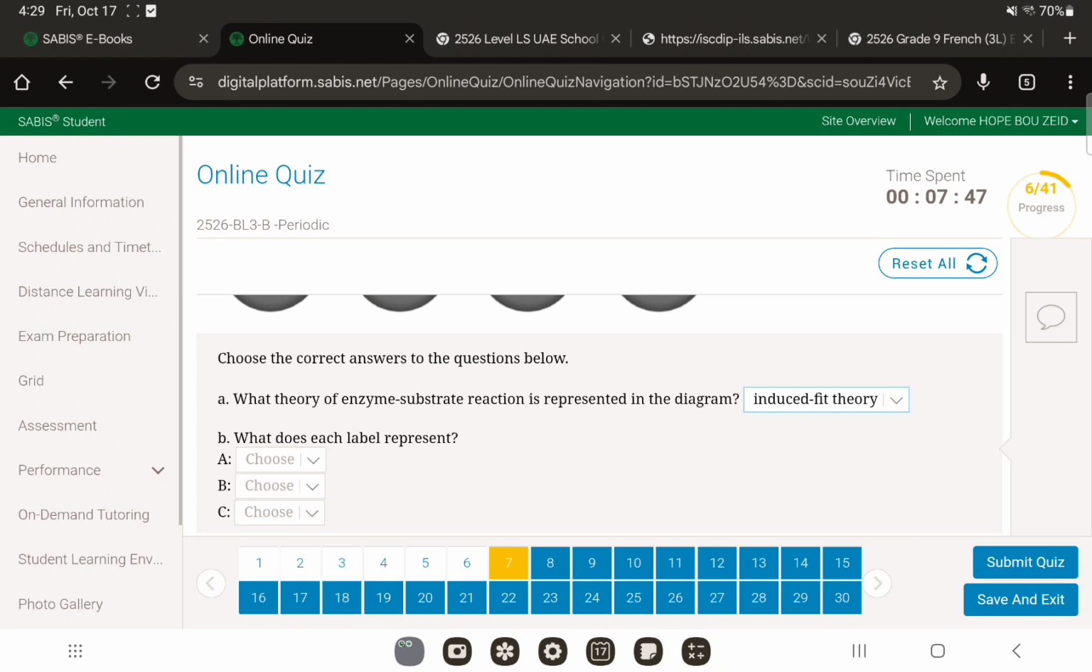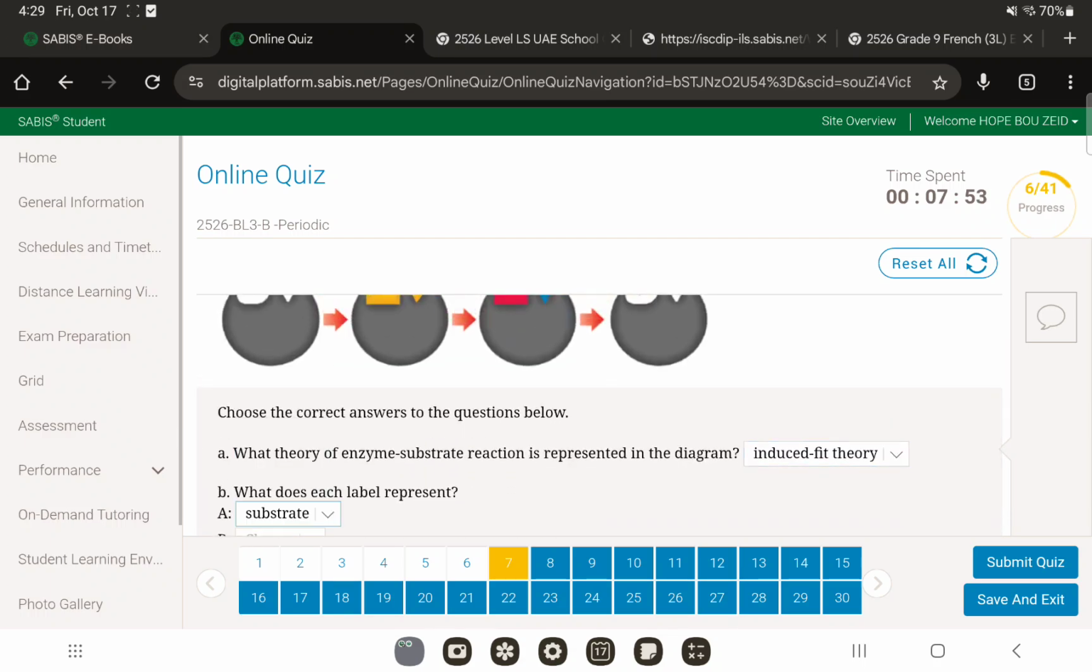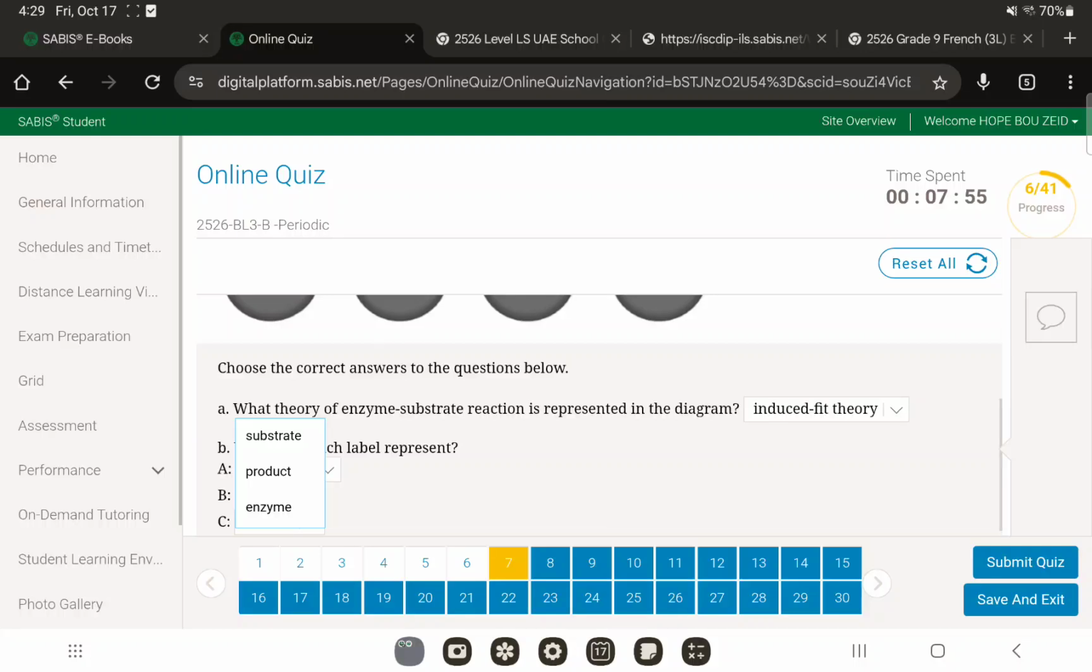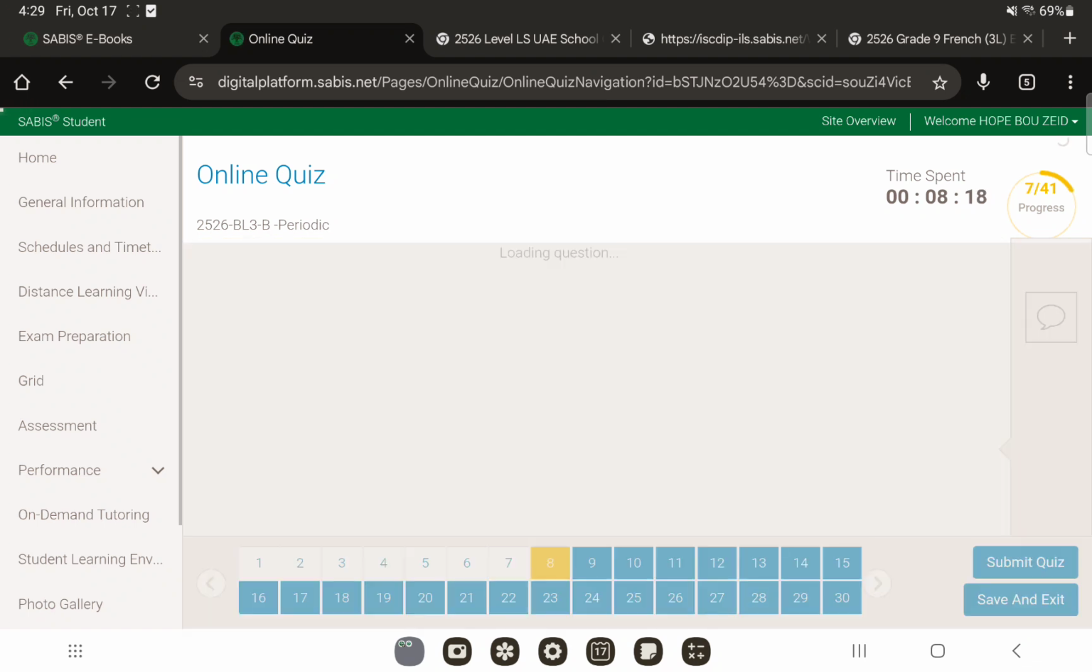What does each label represent? Here, label A represents the substrate, label B represents the enzyme, and label C represents the product. The substrate is what the enzyme reacts with, the enzyme is the enzyme, and the product is what the substrate turns into or produces at the end of the chemical reaction.